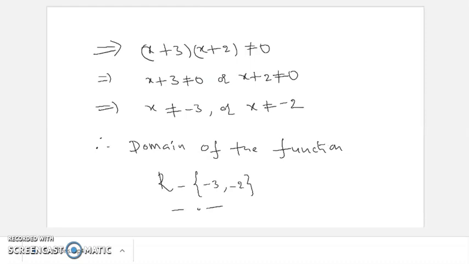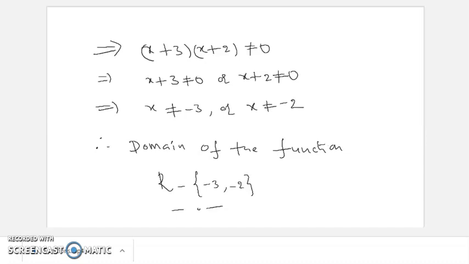That implies (x plus 3)(x plus 2) not equal to 0. Here x plus 3 not equal to 0 or x plus 2 not equal to 0. Means x is not equal to minus 3 or x is not equal to minus 2. Here if x is equal to minus 3, the function is undefined. If x is equal to minus 2, the function is undefined. That's why here x is not equal to minus 3 and x is not equal to minus 2.